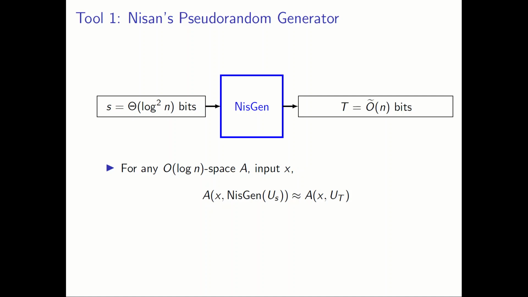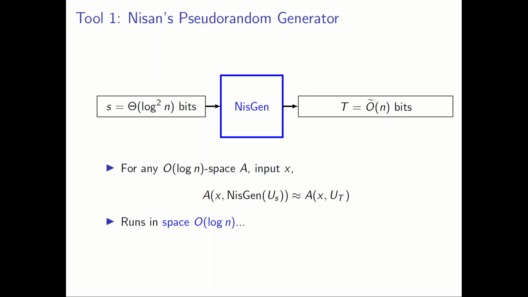Right, and it fools any log space algorithm. So in other words, you can use this in place of the random bits for any log space algorithm, and the algorithm would behave the same up to some tiny error. And Nisan's generator runs in log space. So you might be thinking right now, well, hold on, doesn't this immediately achieve the goal that we wanted on the previous slide? Doesn't this immediately reduce the randomness complexity down to polylogarithmic, since the seed length is polylogarithmic?